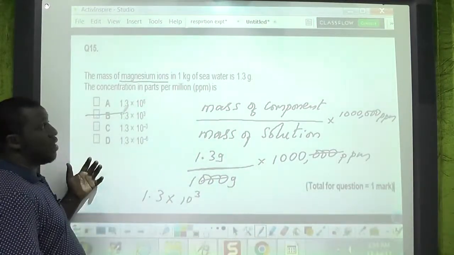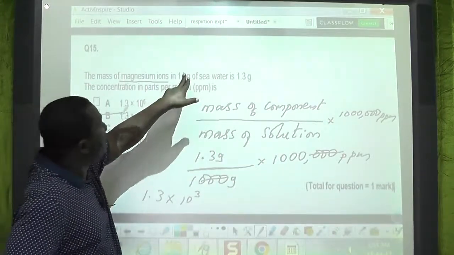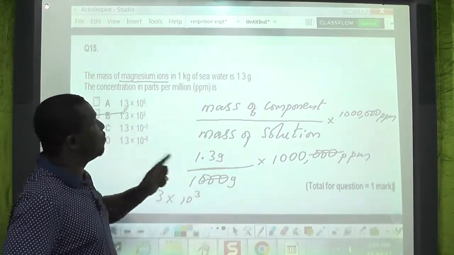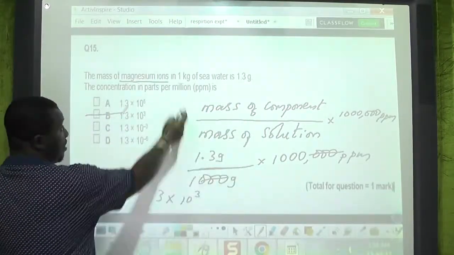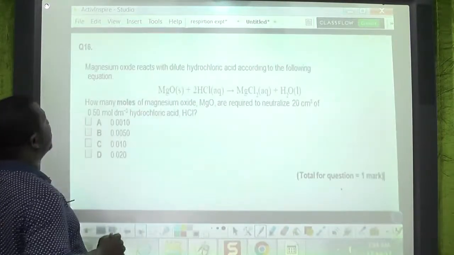So that is how to solve this. You have to change this one to gram also. Please don't forget that. Don't forget that the component we're talking about is this. Change this one to gram also. Now we go to the next one.